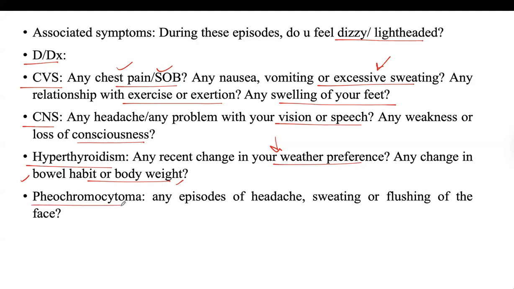Then we have pheochromocytoma, which is a tumor of the adrenal medulla. And pheochromocytoma comes as paroxysmal episodes of headache, sweating, and flushing of the face. So patients with pheochromocytoma also have hypertension. Along with the hypertension, they get these episodes of headache, sweating, and flushing of the face.